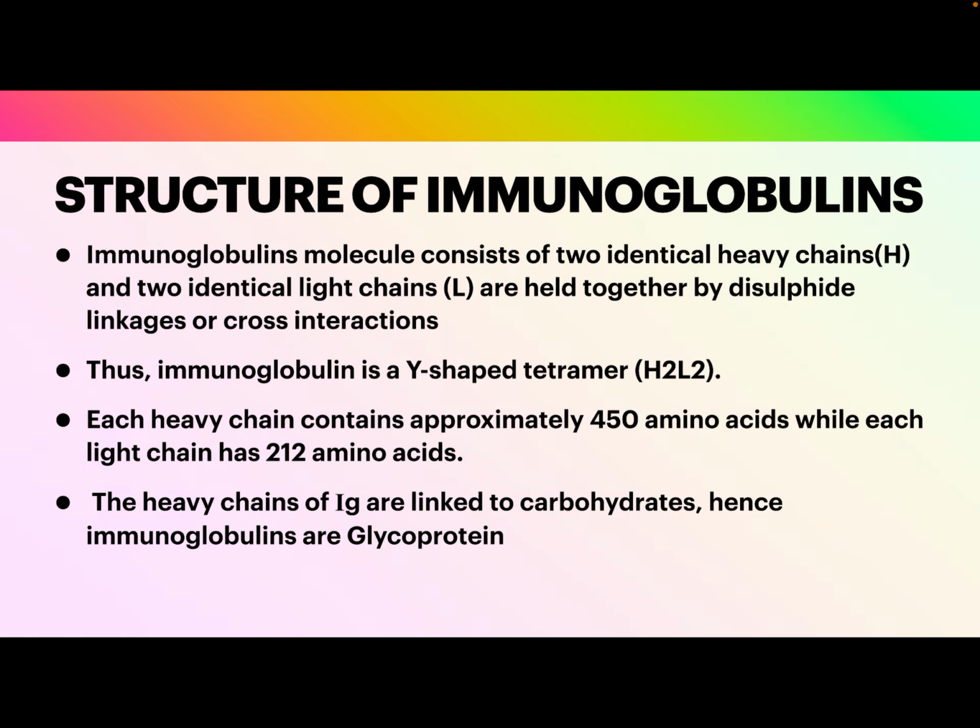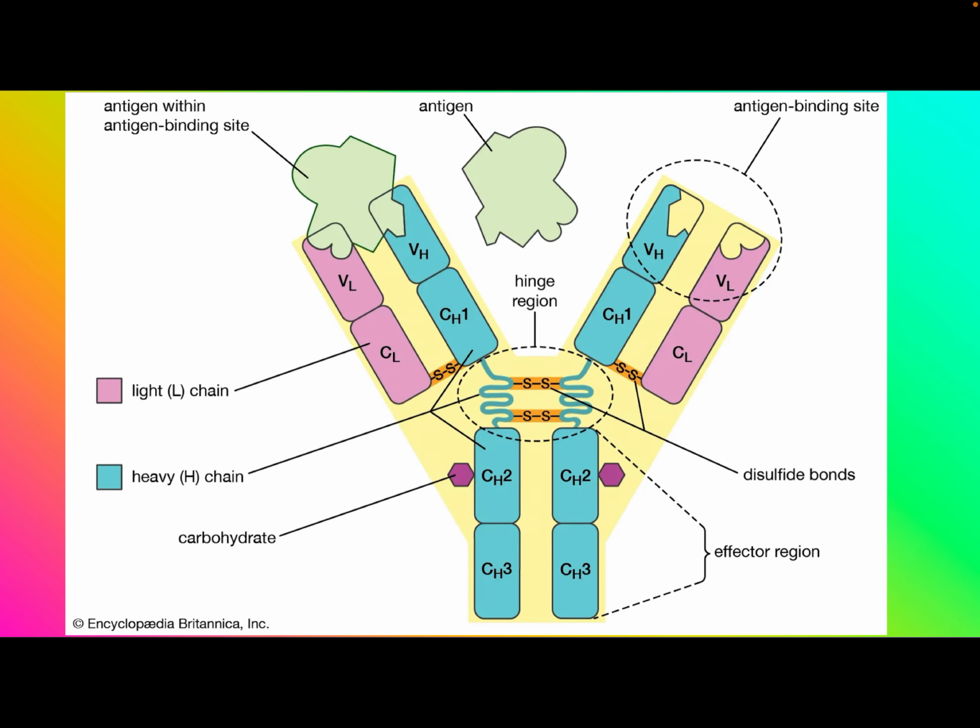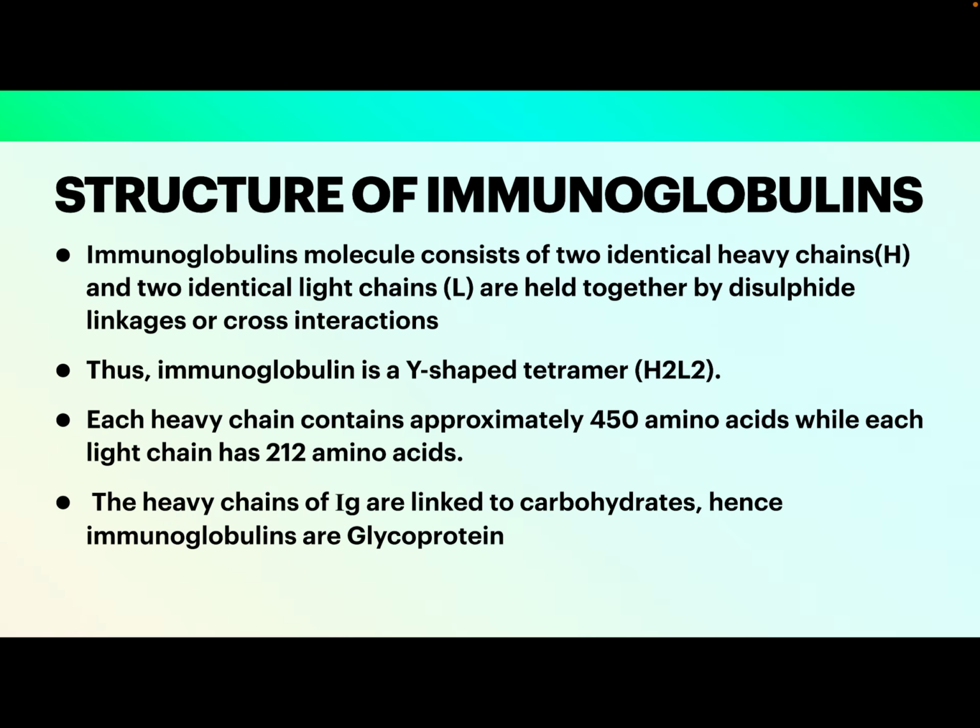Then when we are discussing the structure of immunoglobulins, you can see that this is the structure of an immunoglobulin. It consists of two heavy chains and two light chains. In this picture, you can see the heavy chains and the light chains, and these are linked together by disulfide bridges. So we can represent immunoglobulin as a Y-shaped tetramer, which can be represented as H2L2.